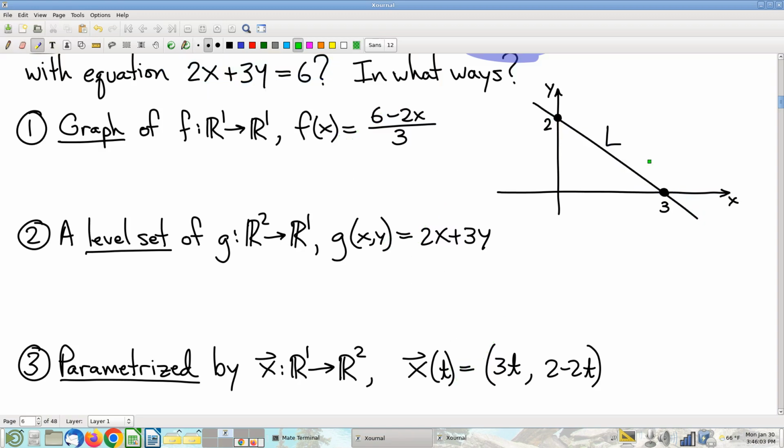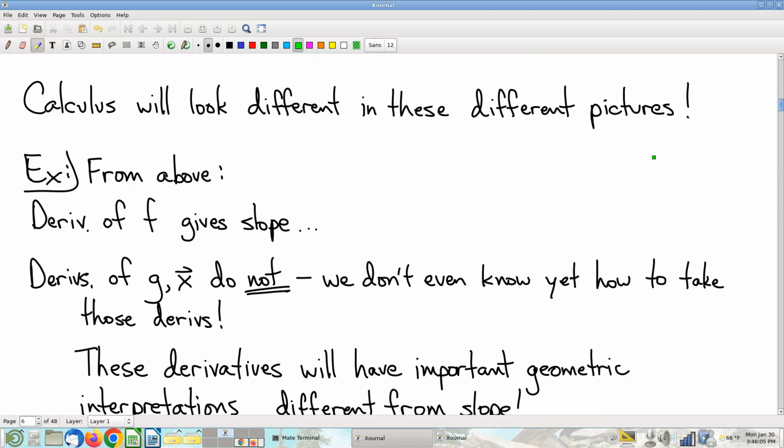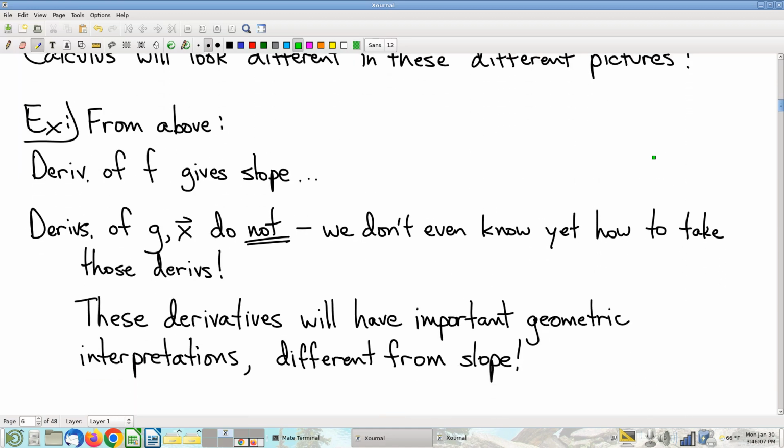Okay. Moving along. So I feel like I've already kind of talked through this. We're going to have different derivatives of different kinds of functions that are going to give you different geometric interpretations. So, okay. All right.